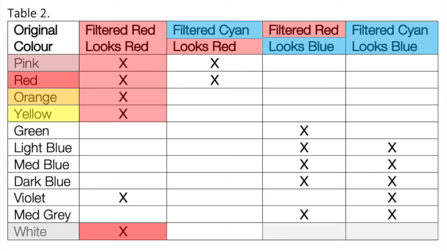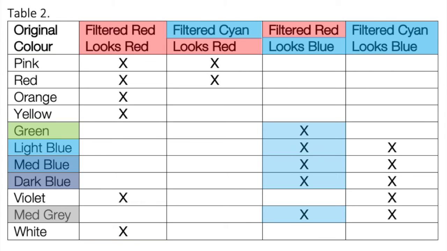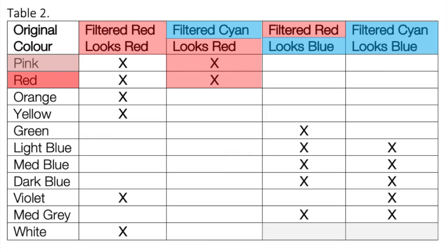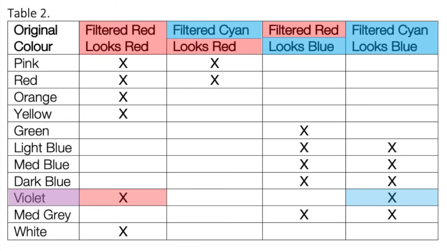To create images to be viewed through the red lens, we contrasted colors that appeared red and blue when filtered red. The red colors are pink, red, yellow, orange, and white. The contrasting blue colors are green, light blue, medium blue, dark blue, and gray. Images to be viewed by the cyan lens would also contrast red and blue colors when filtered cyan. The red colors are pink and red. Where red and blue imagery overlapped, violet was used because it shifts both red and blue.